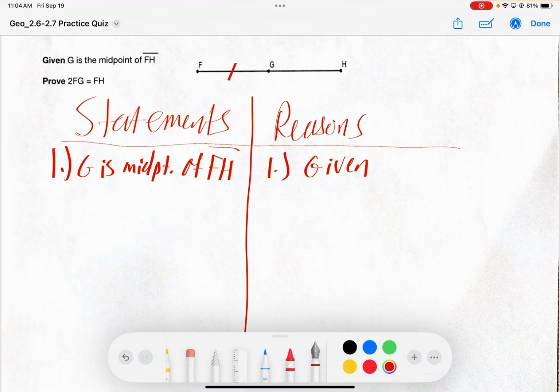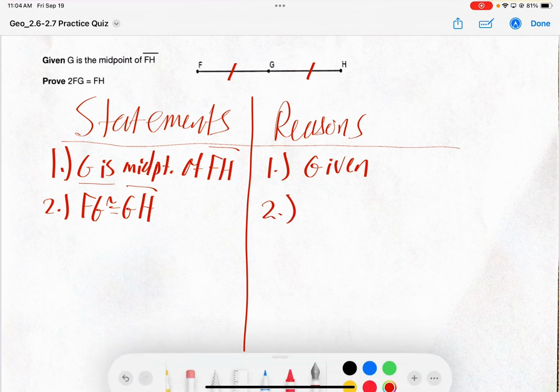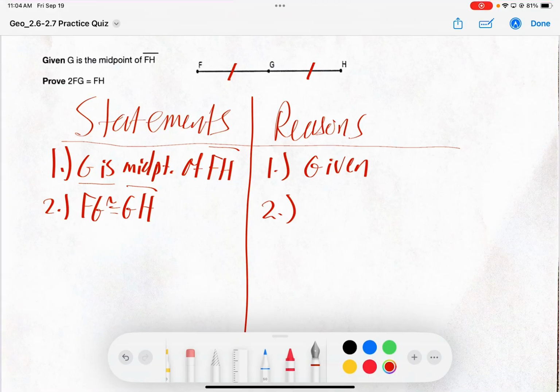So let's state that in my proof. FG is congruent to GH. Now notice in the last one, I didn't do any definition of congruent segments. I didn't change my notation at all. I just used the equal sign all the way through. But since I'm using the definition of the midpoint, I should use my congruent symbols and my segment marks up above. What's my reason for that?